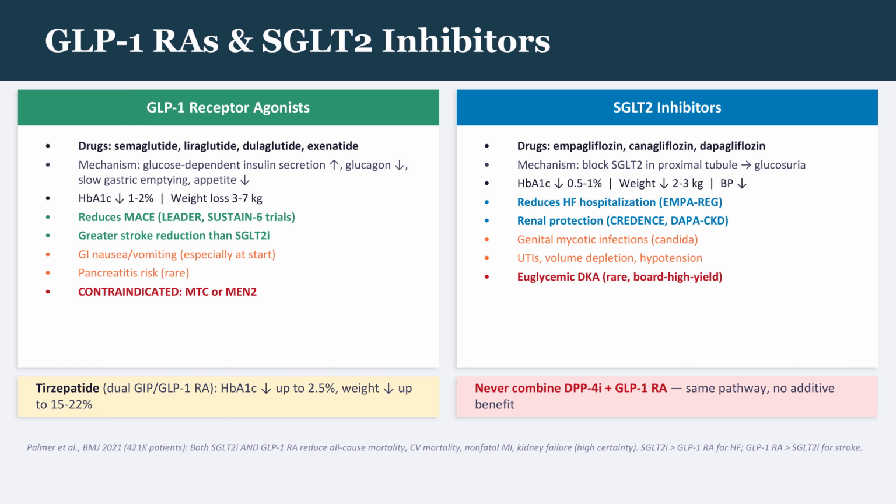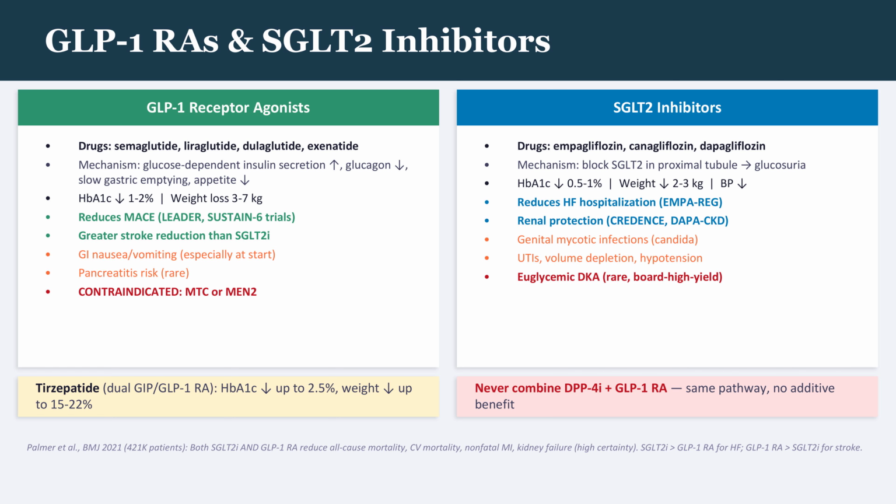HbA1c comes down 1 to 2%, weight drops 3 to 7 kilograms. Most importantly, the LEADER and SUSTAIN-6 trials showed reductions in major adverse cardiovascular events, non-fatal MI, non-fatal stroke, and CV death. GLP-1 RAs are particularly good for stroke prevention. The side effects to know: GI nausea and vomiting, especially when starting. There's a small risk of pancreatitis. And the hard contraindication: personal or family history of medullary thyroid cancer or MEN2 syndrome.